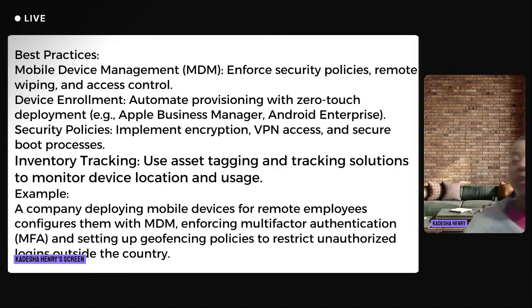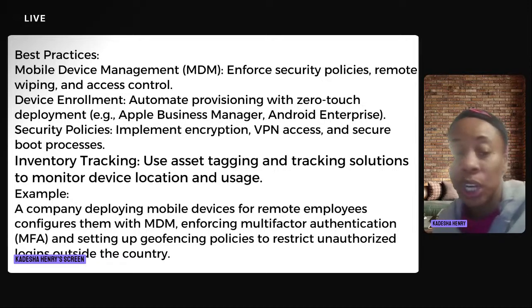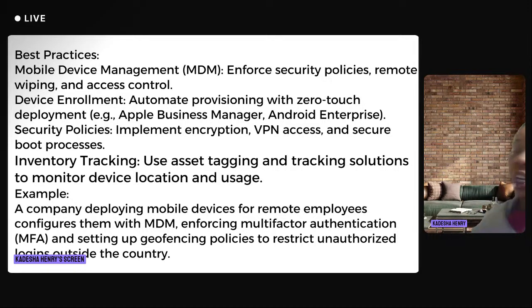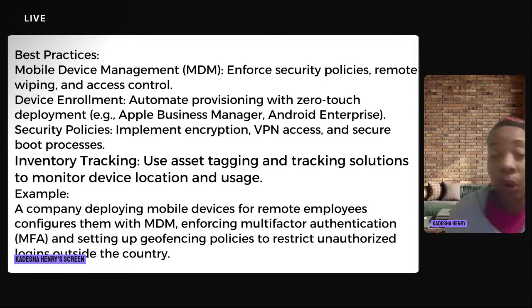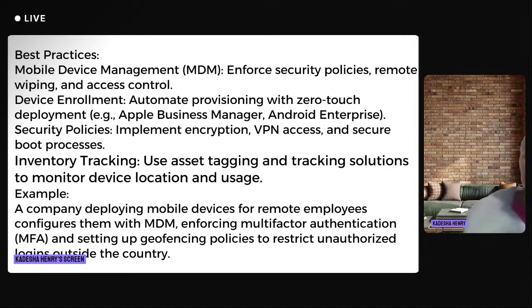Inventory tracking: using asset tagging and tracking solutions to monitor device location and usage. So many organizations will probably do this, especially those with highly sensitive information. You want to make sure that you're tracking and monitoring the device usage and location, because when you are giving employees your devices, you want to make sure that they are using them properly, and that where they are using the device is not out of the scope of the organization.